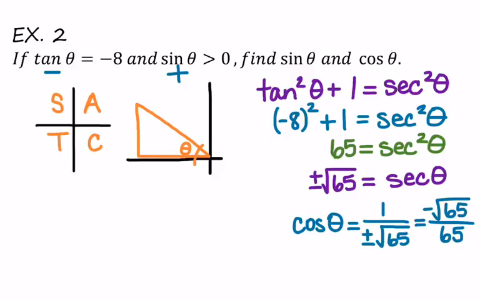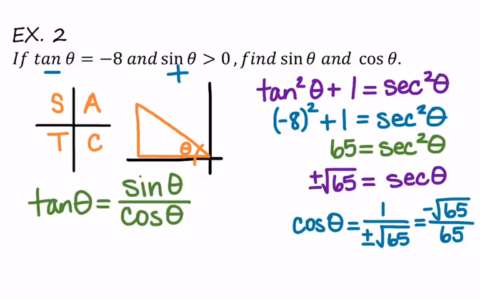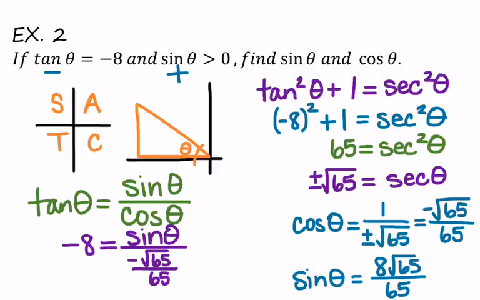Okay, so now that I know that cosine is negative square root of 65 over 65, I can use the quotient identity and plug in tangent and cosine and solve for the sine value. So, negative 8 is equal to sine theta over negative square root 65 over 65. And like the last problem, I would multiply by negative square root of 65 over 65 on both sides. And the sine would equal positive 8 times the square root of 65 over 65.